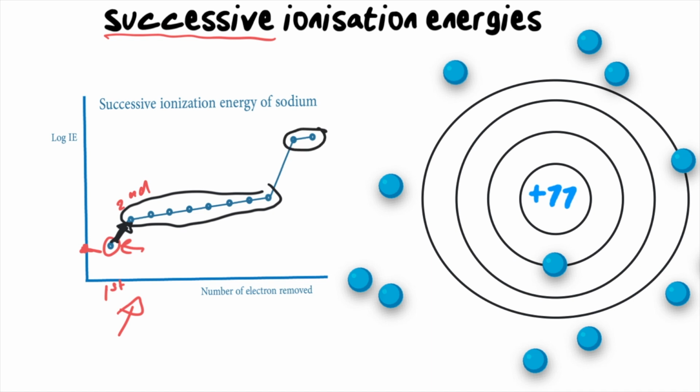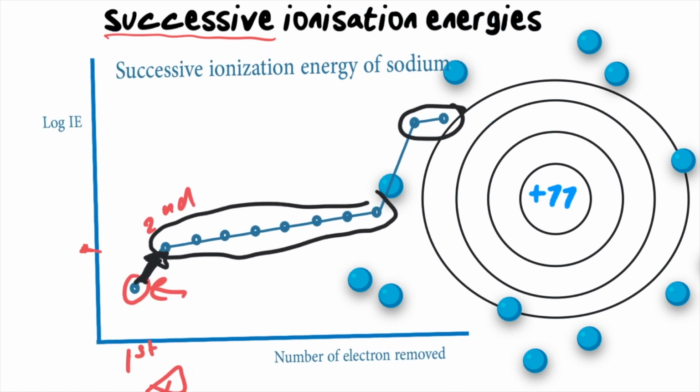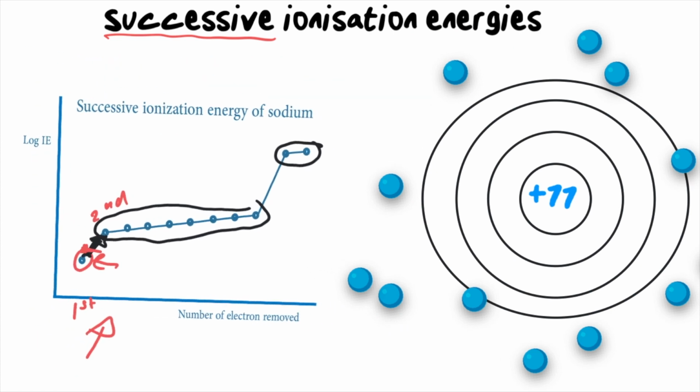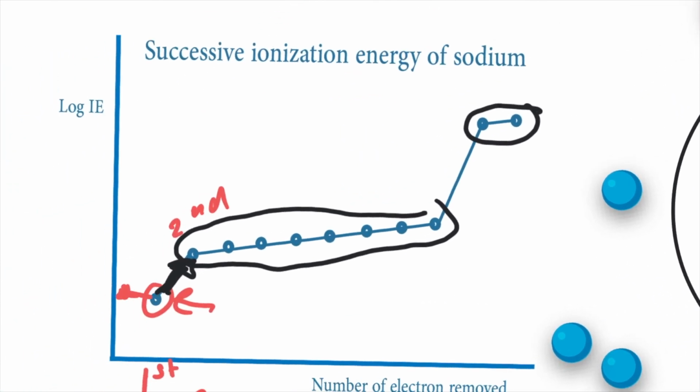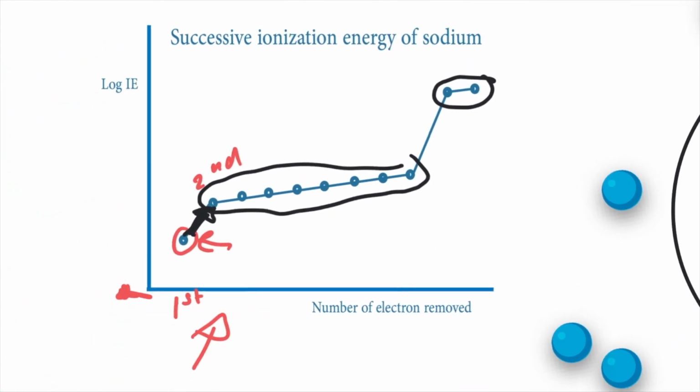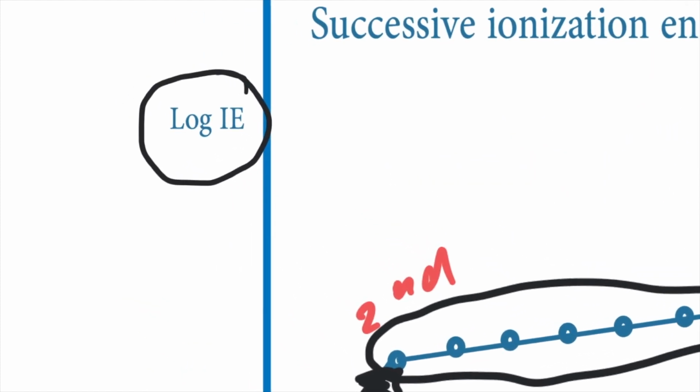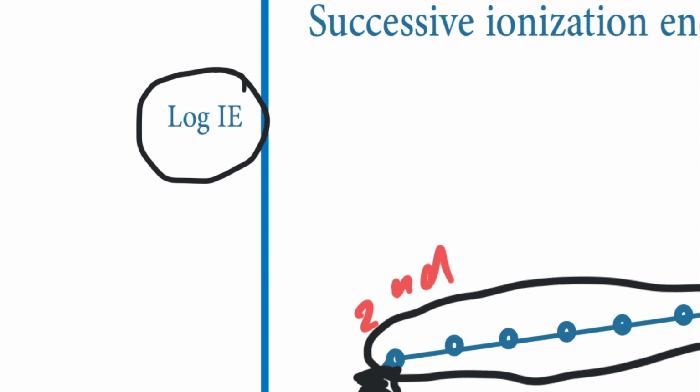So the last electron is the one that has the highest amount of ionization energy. Now I'll tell you something that came once in the exam. They asked the students to plot the ionization energies. Now notice something. Look at the label of the y-axis. We have those ionization energies in logarithmic form.